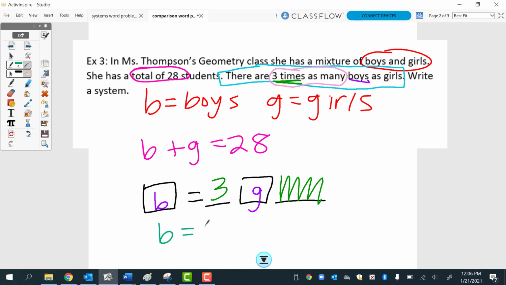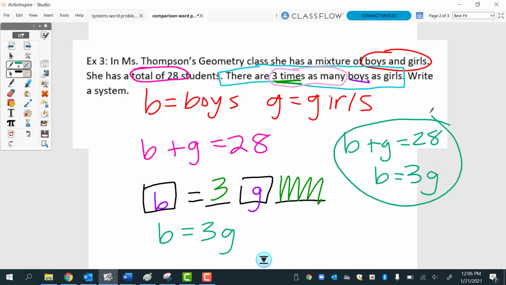And that equation is just B equals 3G. So my system for this question was my totals, which was B plus G equals 28. And my comparing through B equals 3G. That would be the 2 equations.